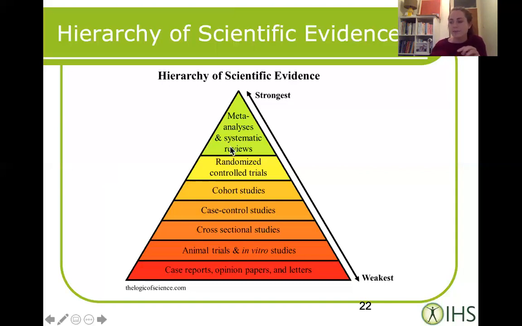Meta-analyses and systematic reviews are where they gather the information from, let's say, 17 randomized controlled trials, or 17 cohort studies, or maybe 3 case control studies, and they synthesize the information in a systematic way. The reason these are considered a stronger form of evidence is because you're not just looking at one study in isolation, you've gathered the data from a number of studies on the same topic.